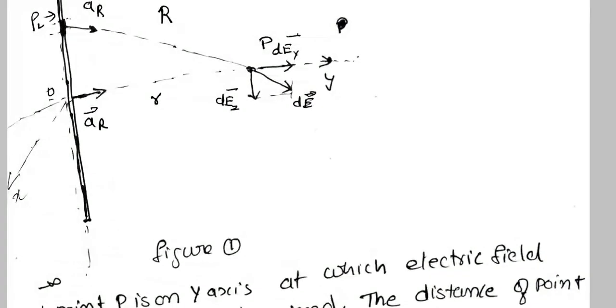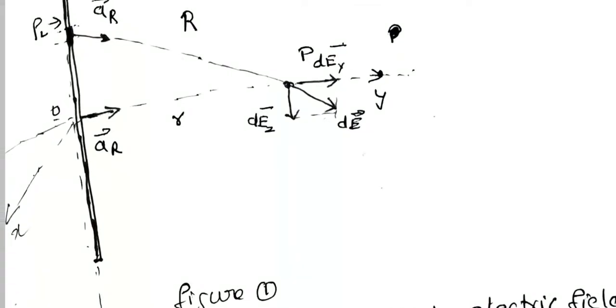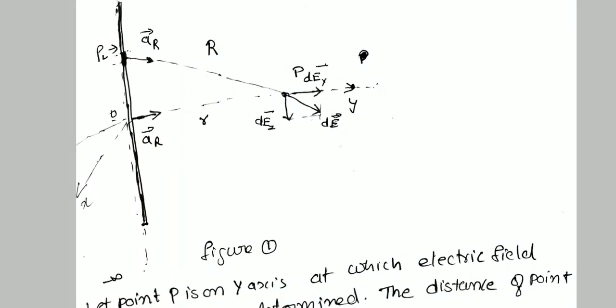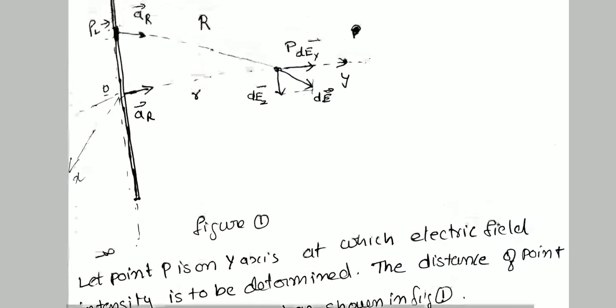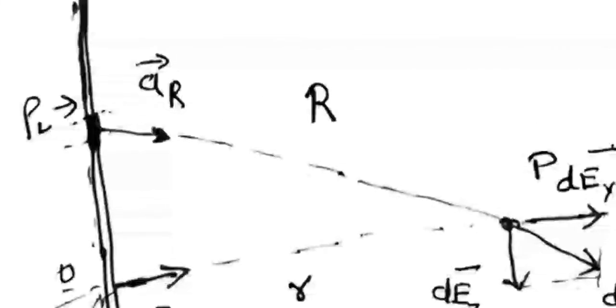So the perpendicular distance from the point to the wire, let it be a small r. Here, consider a small differential length dl carrying a charge dq along the line as shown in the figure. Here we are choosing one small differential length, one part of the wire.